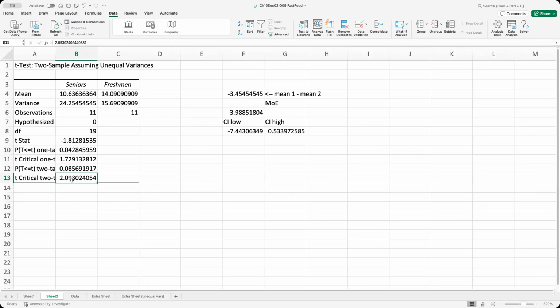Look at the confidence interval. What do you notice about our confidence interval? Confidence interval contains 0. We go from negative 7.4 to positive 0.5. 0 is in that interval, isn't it? A 95% confidence interval contains the idea that there is no difference between these two. And in a two-tailed test, that means I would not reject, yes?